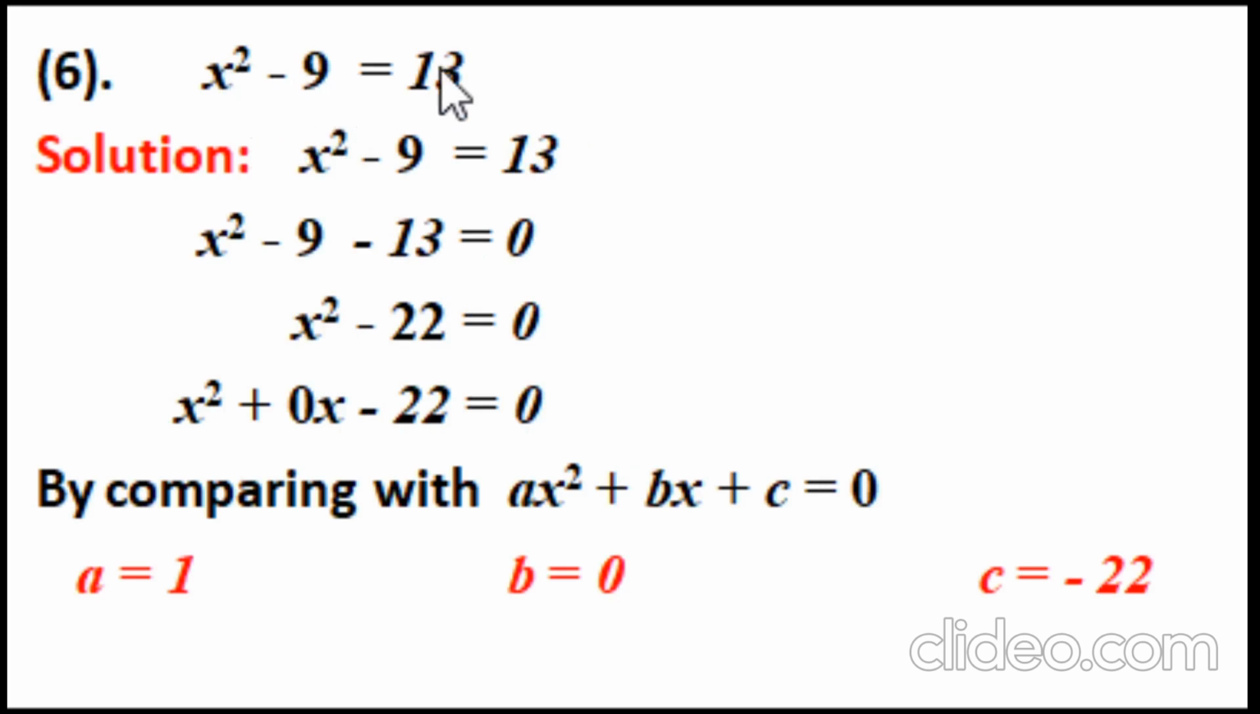x square minus 9 is equal to 13. Rearranging, x square minus 9 minus 13 is equal to 0. So we get x square minus 22. Here also the middle term is not given, so we take it as 0x. So x square plus 0x minus 22 is equal to 0. By comparing with x square plus bx plus c is equal to 0, we get a is 1, b is 0, c is minus 22.